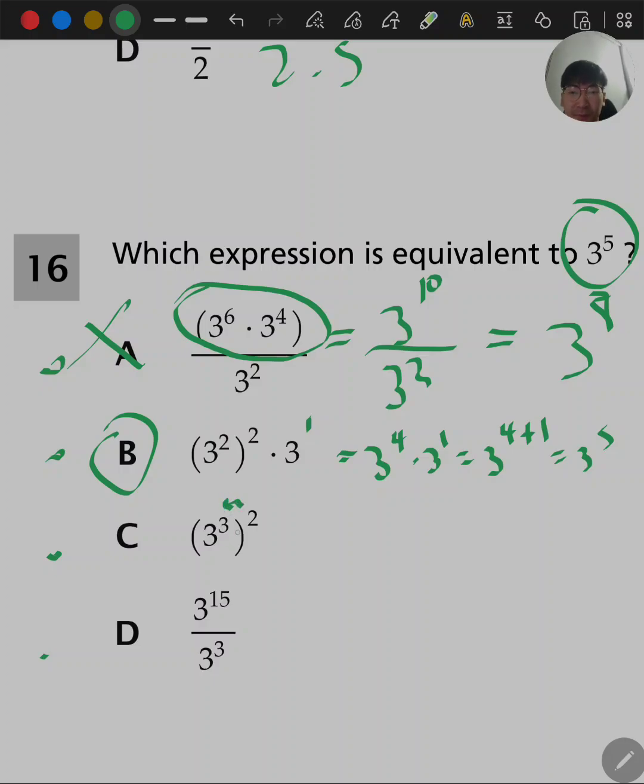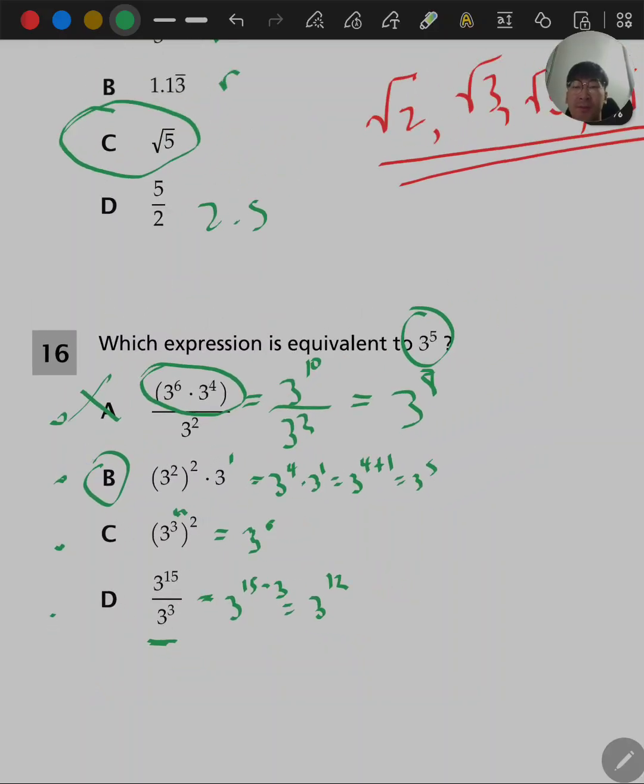Power rule again. 2 times 3, that's 6. That's going to be 3 to the power of 6. Okay, and then this one you use, pause, you think about it. Okay, this is quotient rule. 3 to the 15 minus 3, which is going to be 3 to the 12. Okay, so it's B.